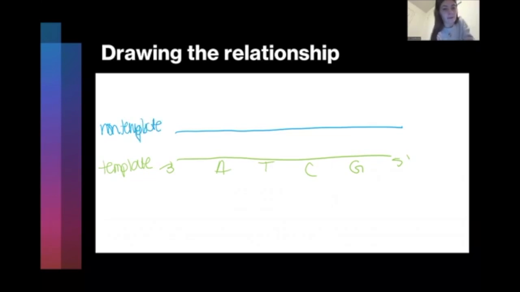And I know that my non-template is anti-parallel and complementary to my template strand, which means it must be 5' to 3' from left to right, and it's complementary. A pairs with T, T pairs with A, C pairs with G, G pairs with C. I'm going to rewrite this.